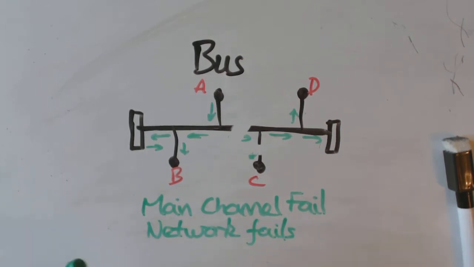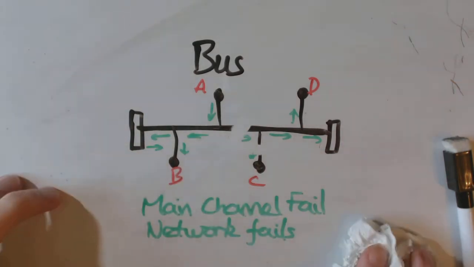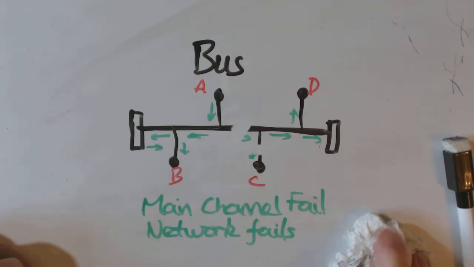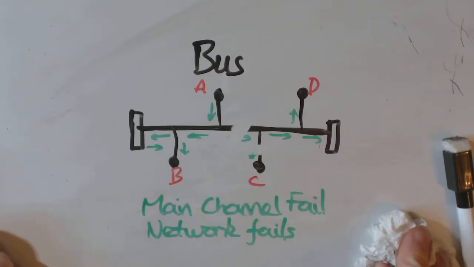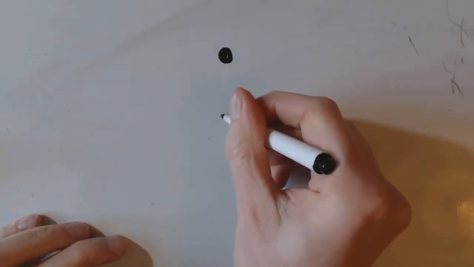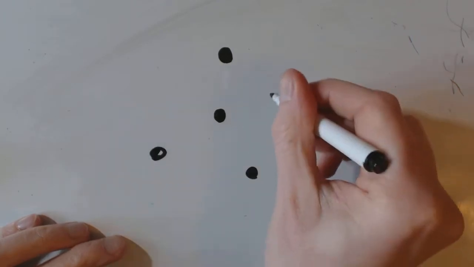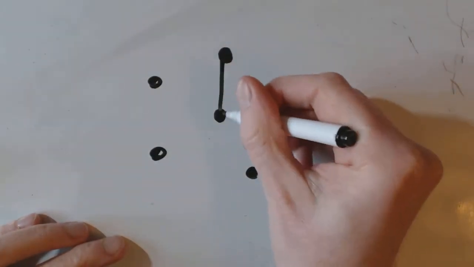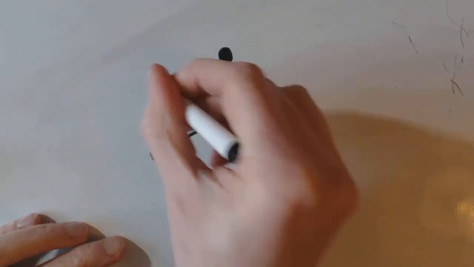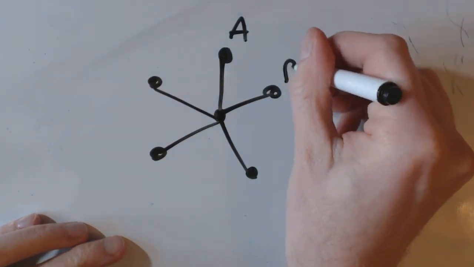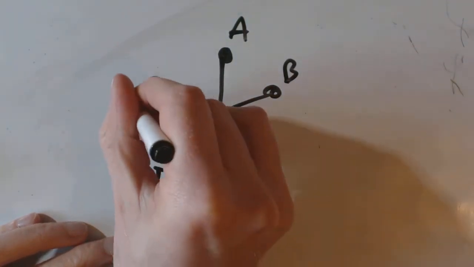Okay, so that's essentially all the topologies you need to know. What we're going to look at is we'll go back to the star one, and then I'll explain the difference between a switch and a hub. So we'll quickly draw another network and link them to the central node. We'll call this A, B, C, D, and an E.